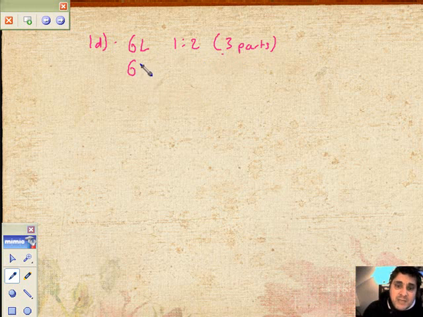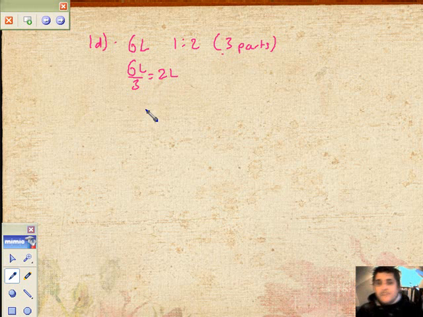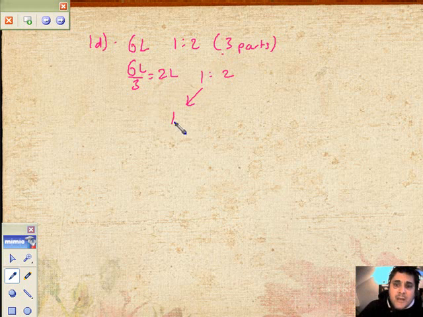So each part must be worth 2 litres, because 6 divided by 3 is 2. Therefore, going back to my original ratio of 1 to 2, for the 1 I'm going to get 1 lot of 2 litres, which is 2 litres, and for the 2 I'm going to get 2 lots of 2 litres, which is therefore 4 litres. And I'm correct because 2 plus 4 makes the 6 in the question.